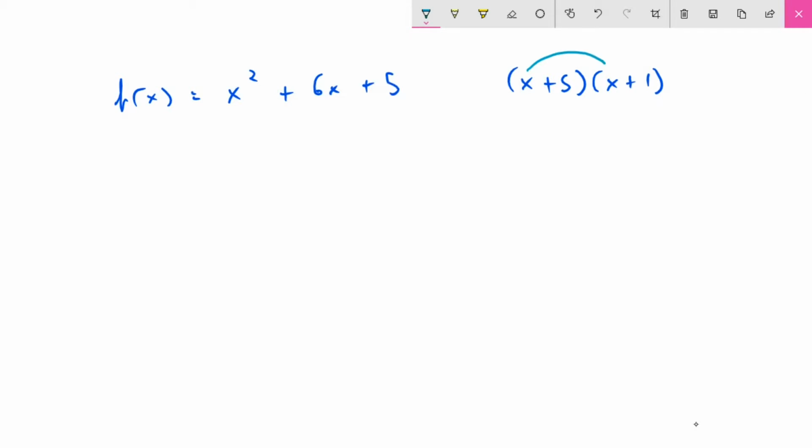So what's x times x? That is x squared. Then you have to multiply the outside values. This is foiling. X times 1. What's x times 1? That's x, so plus x.